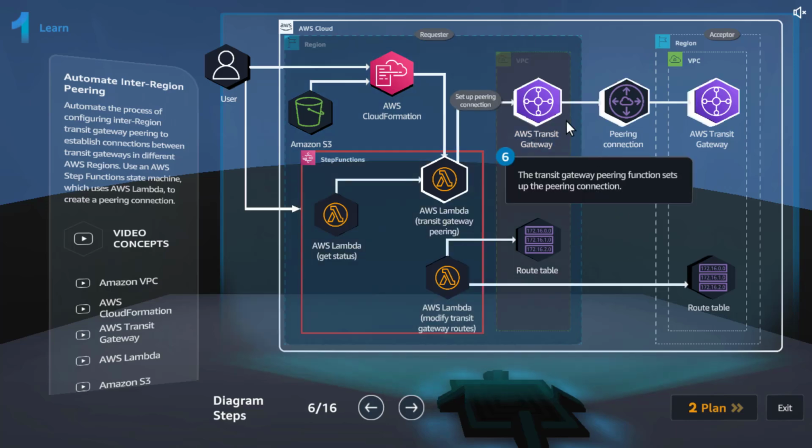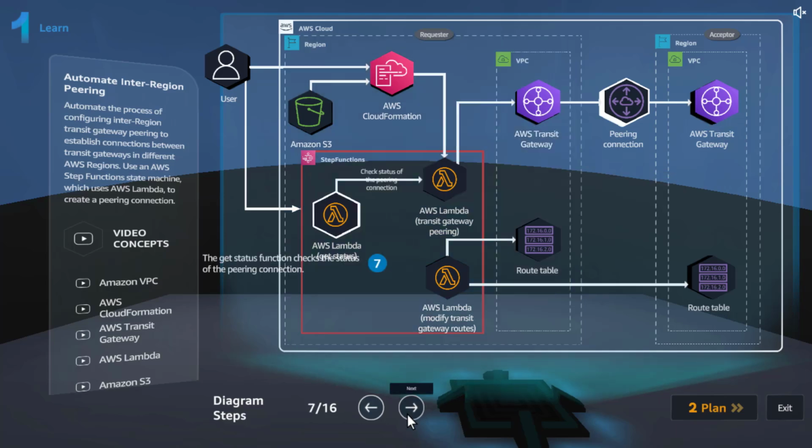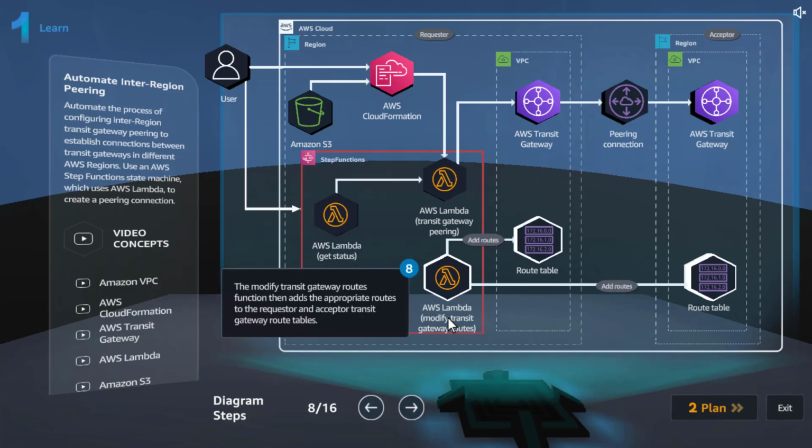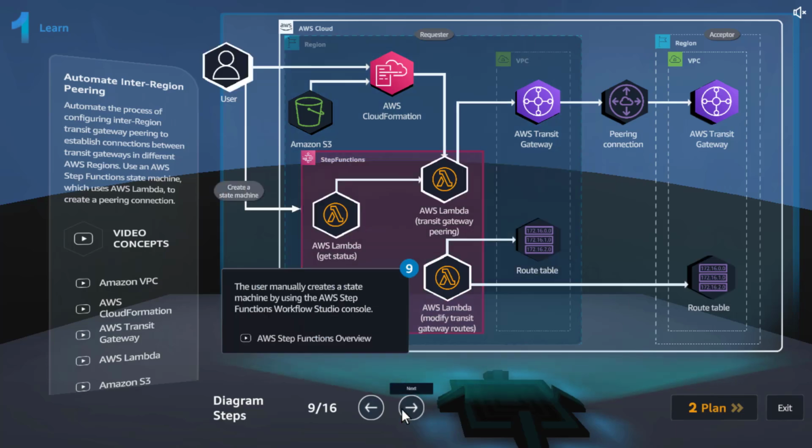The transit gateway peering function sets up the peering connection. The get status function checks the status of the peering connection. The modify transit gateway routes function then adds the appropriate routes to the requester and accepted transit gateway route tables.